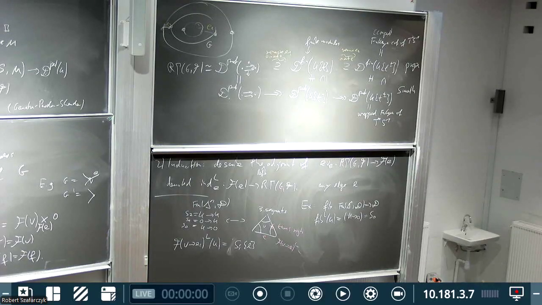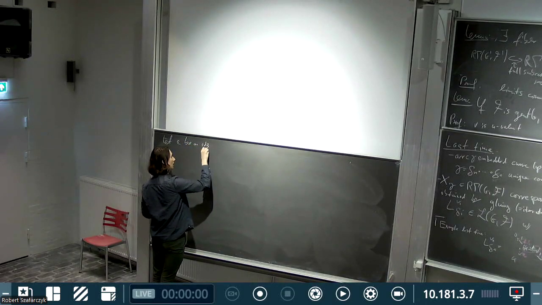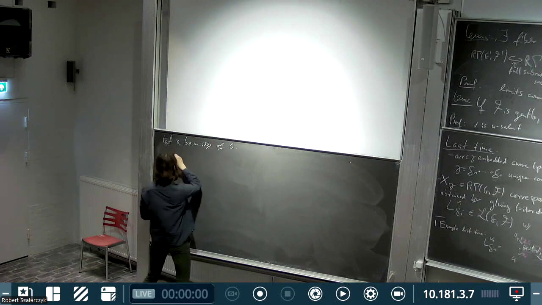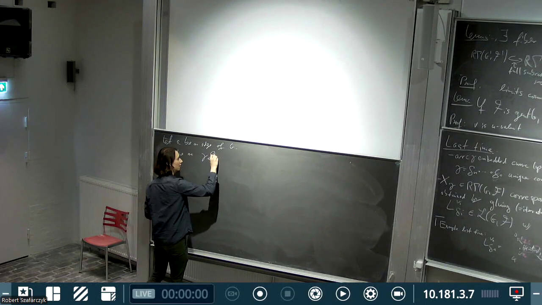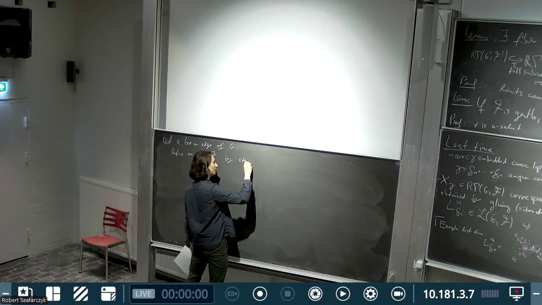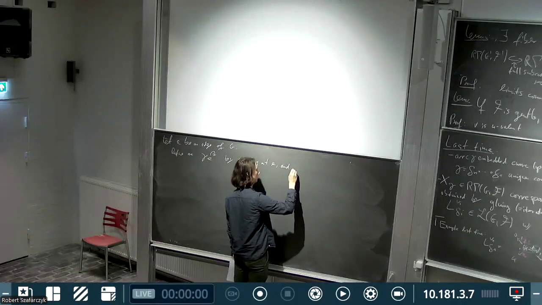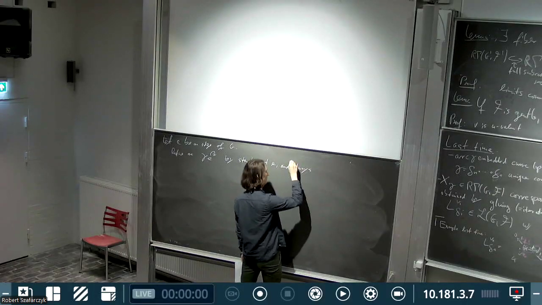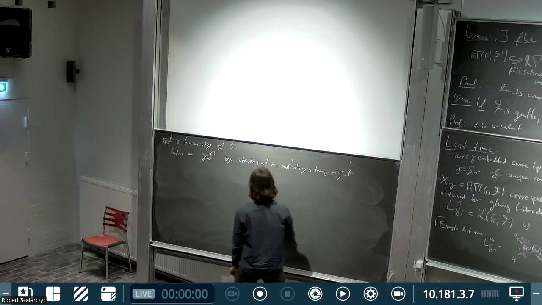So now we just make a global version of this statement about turning right. We say let E be an edge of G. We define an arc gamma_E, right turning, by starting at E and always turning right, always turning right in both directions.